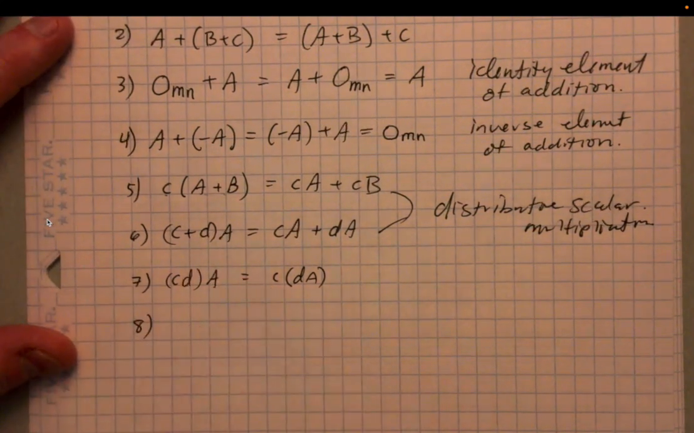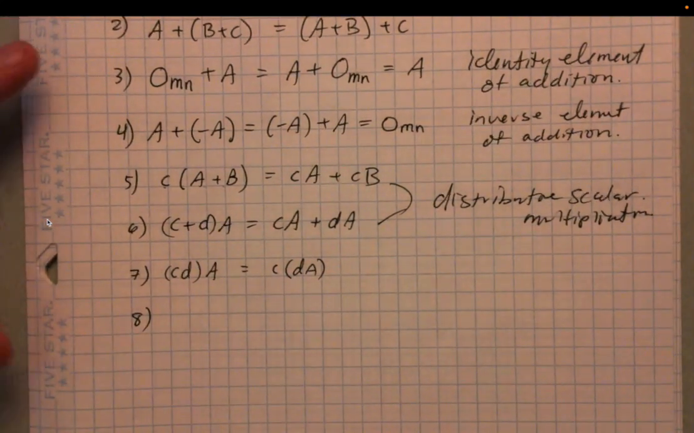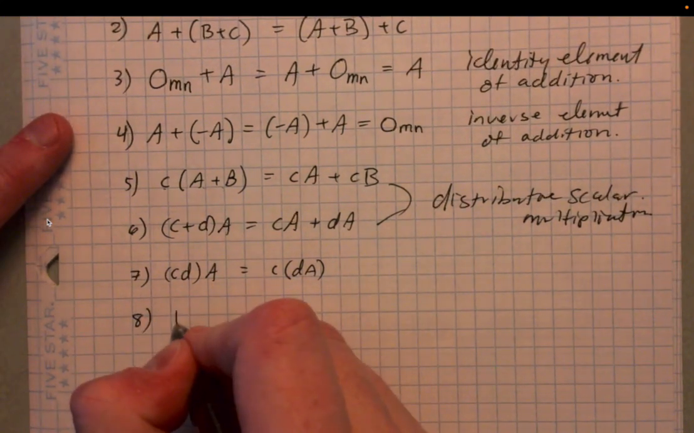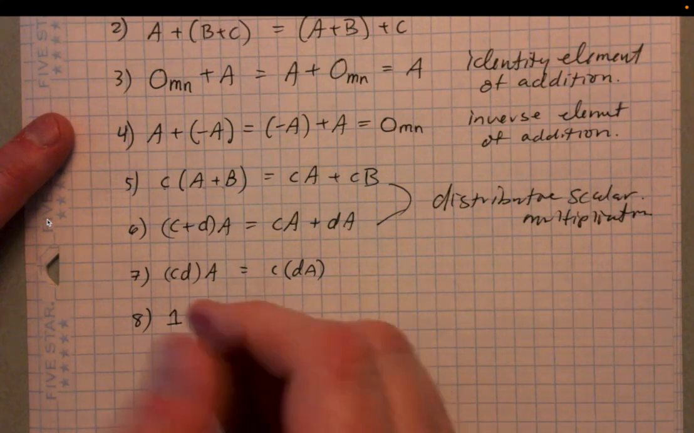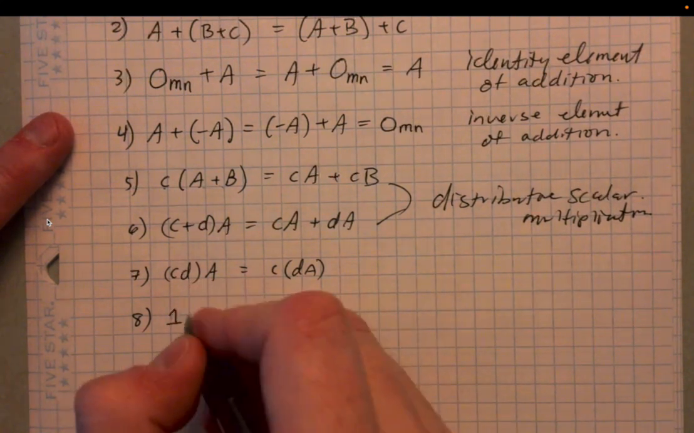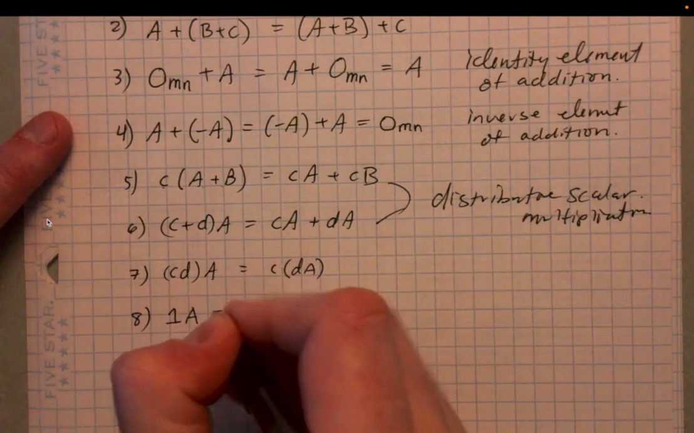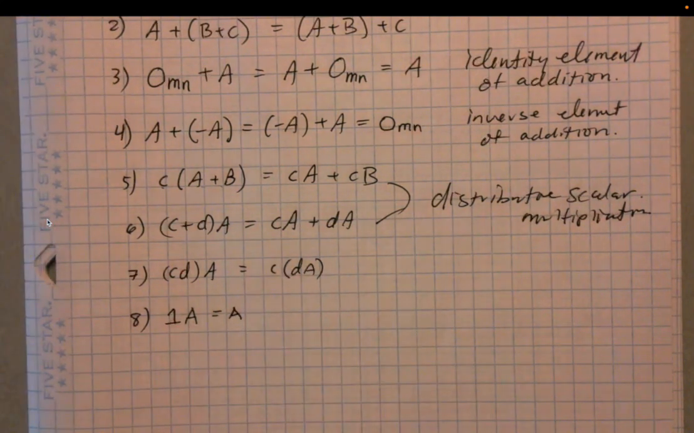And the last item on here is the identity element of scalar multiplication. So there's the number 1, a real number. And 1 is such that when I multiply it times any matrix A, I am left with A. Okay, so that works for matrices.